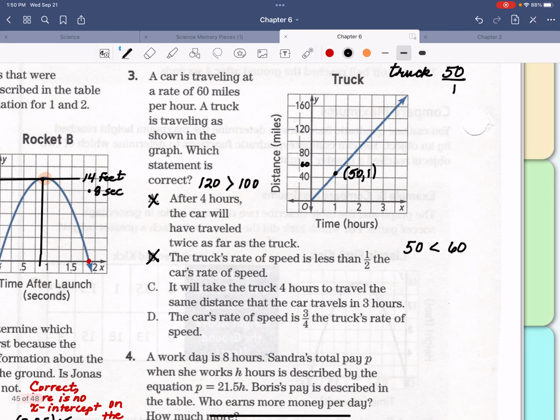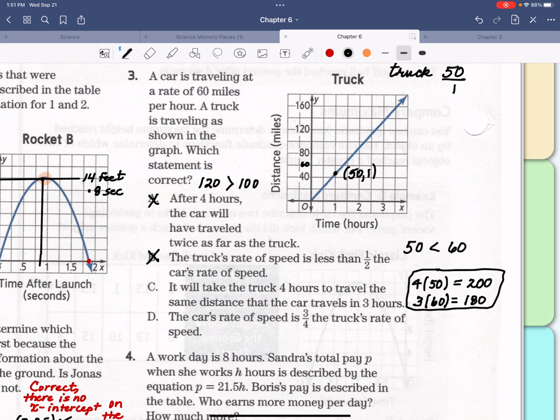It will take the truck 4 hours to travel the same distance that the car travels in 3 hours. Well, 4 hours for the truck at 50 miles an hour is about 200. Now remember, I estimated that. The car is 3 times 60, that would be an exact 180. This one's a possibility because I did the rounding.